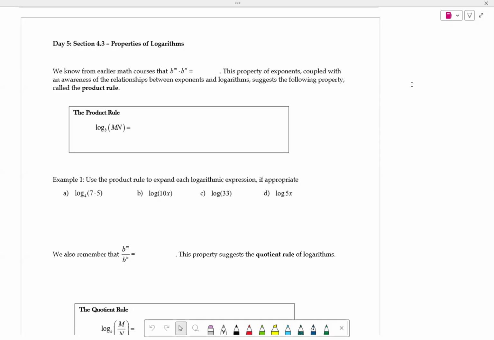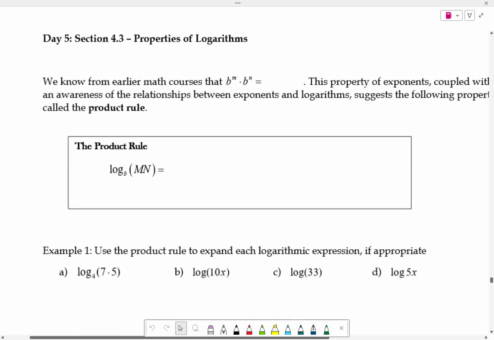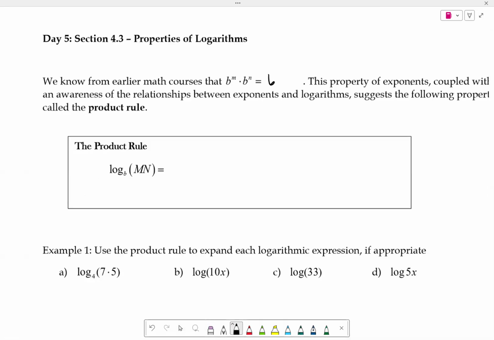Okay, you know that logarithms are related to exponents. So there are some similarities in what you know about exponents. They kind of transfer over to logarithms. You know that base b, b to the m times b to the n is equal to b to the m plus n. Like if you're doing x squared times x cubed, that's going to be x to the fifth.